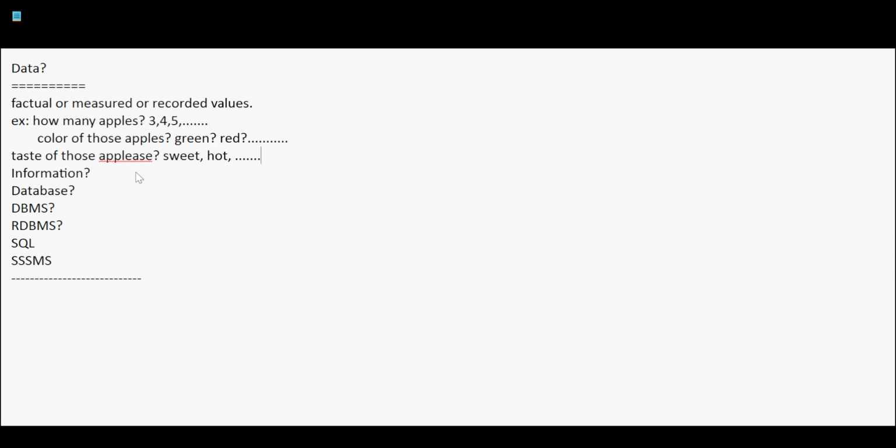I mean, you are going to taste it, you're going to measure it, and you're going to record it. You will be writing that this is sweet or this is hot. Like this, you are going to write the tastiness of that particular apple. These are called measured values. I think this is text, I mean, characters, right?